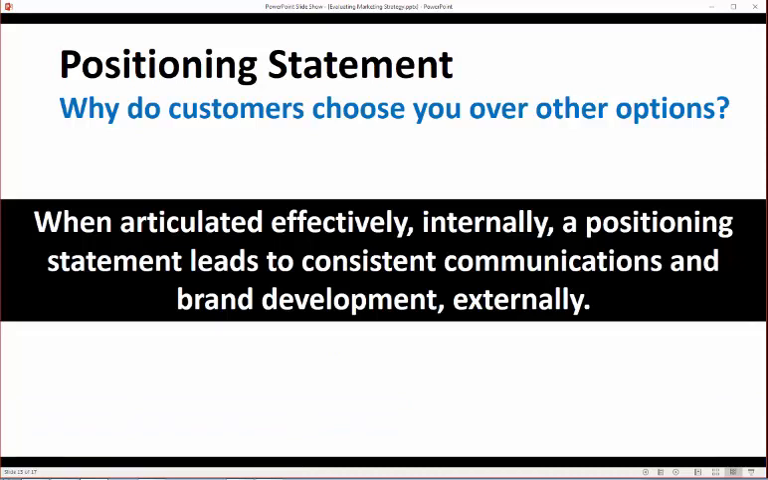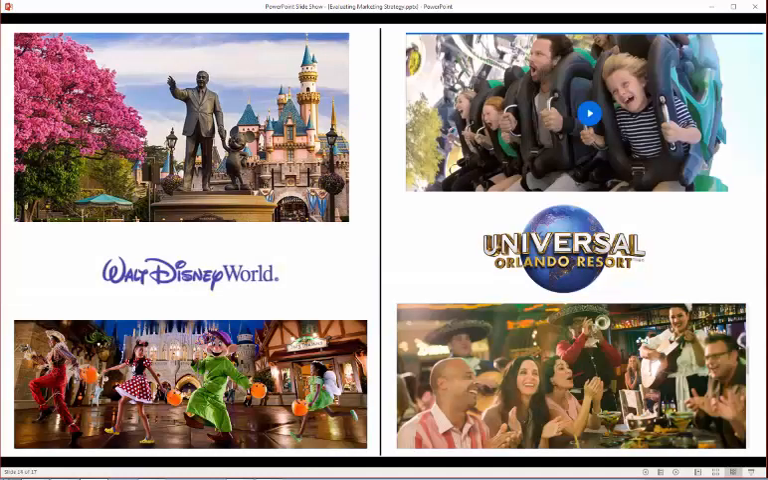Having a well-articulated positioning statement is critical, because once we know our position internally among our organization, then that leads us to consistent communications, brand development, and other decisions that impact how we do externally. If everyone knows they're operating to achieve a certain meaning in this target market's mind, then everyone can work together in concert. We can achieve a better fit of our program decisions.